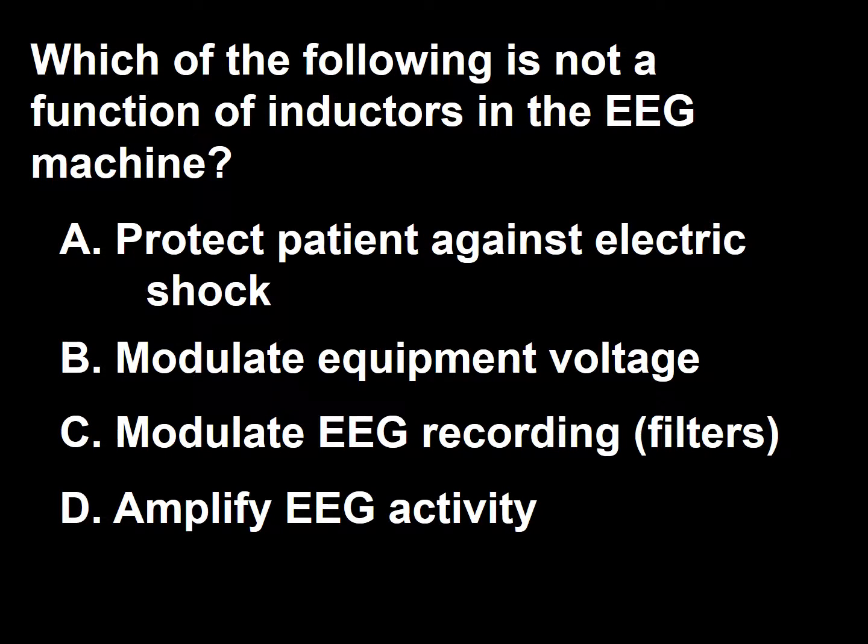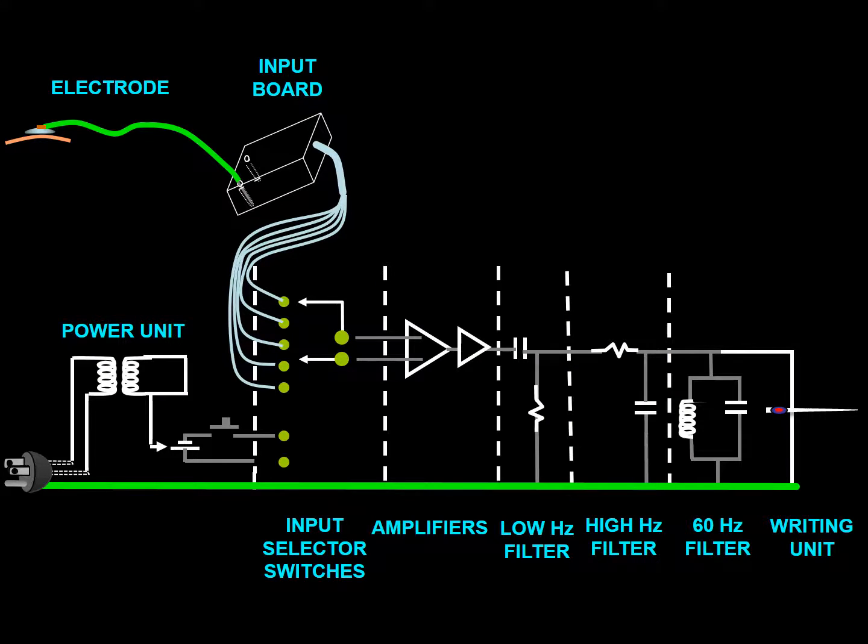Which of the following is not a function of inductors in the EEG machine? A. Protect patient against electric shock. B. Modulate equipment voltage. C. Modulate EEG recording. D. Amplify EEG activity. I have already briefly mentioned this issue in the introduction of this talk, but I'd like to dwell on it for a few minutes more since it will provide structure for our talk.